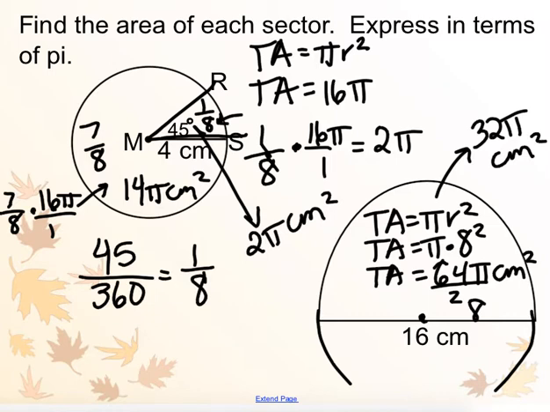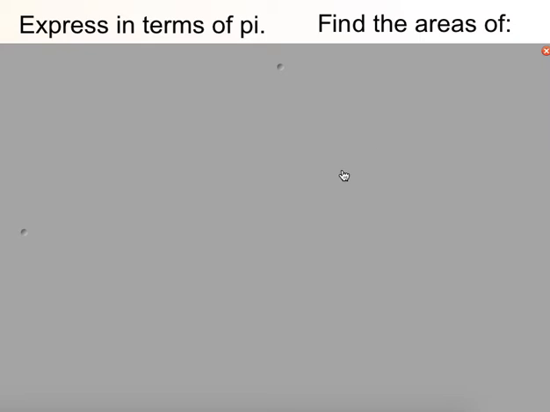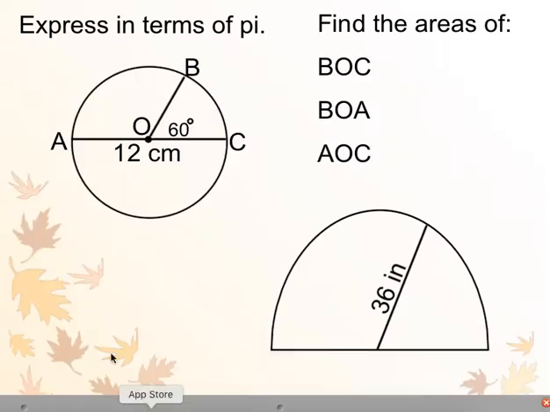All right. Let's find the areas of these next couple. So if I have my first one, I have a central angle of 60 degrees, which means 60 out of 360 is 1/6 of the pie. And if my AOC, that's my diameter, meaning I have half of the pie right here, and so what's left is 1/3.